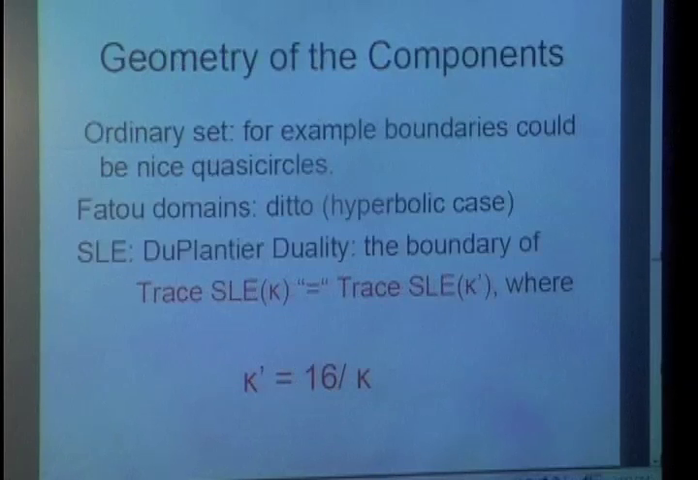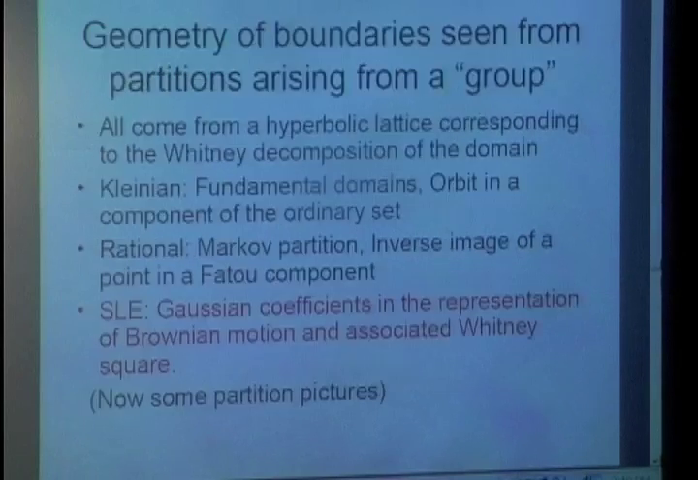Okay, so I'm going to go on. I want to state one theorem. And here's again this statement that the geometry of the components is nice. If you remember, I showed you the beautiful picture of the limit set where the components were circles. Here you have the same phenomenon as kappa is between 4 and 8. If we take kappa between 4 and 8, then kappa prime gets smaller, and the components have boundaries that are smoother.